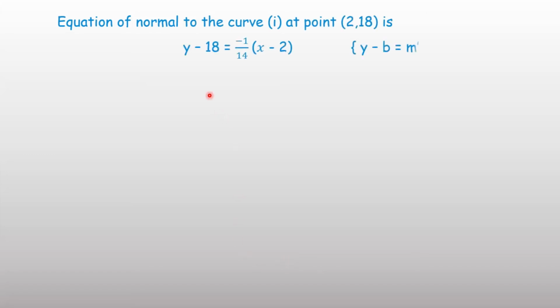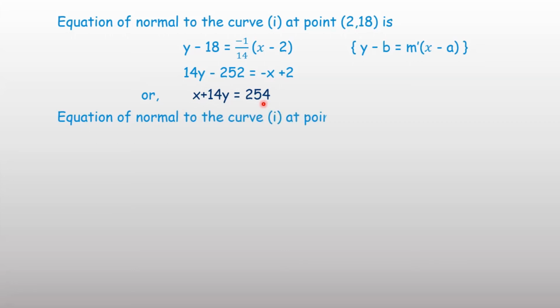Now on the first point, we have to find the equation of the normal. Just use the formula y - y1, or y - b = m'(x - a). So y - 18 = (-1/14)(x - 2). Multiply by 14 on both sides: 14y - 252 = -x + 2. Or, simplifying further, transferring x to the left side: x + 14y = 254. On the first point, you are getting the equation of the normal.